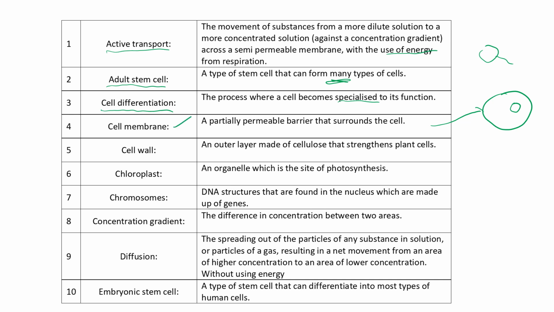The outer layer made of cellulose that strengthens a plant cell, right? So this was then a plant cell. Okay, terrible, I shouldn't have done it circular in the middle. That there is your cell wall. It's the tough outer layer.